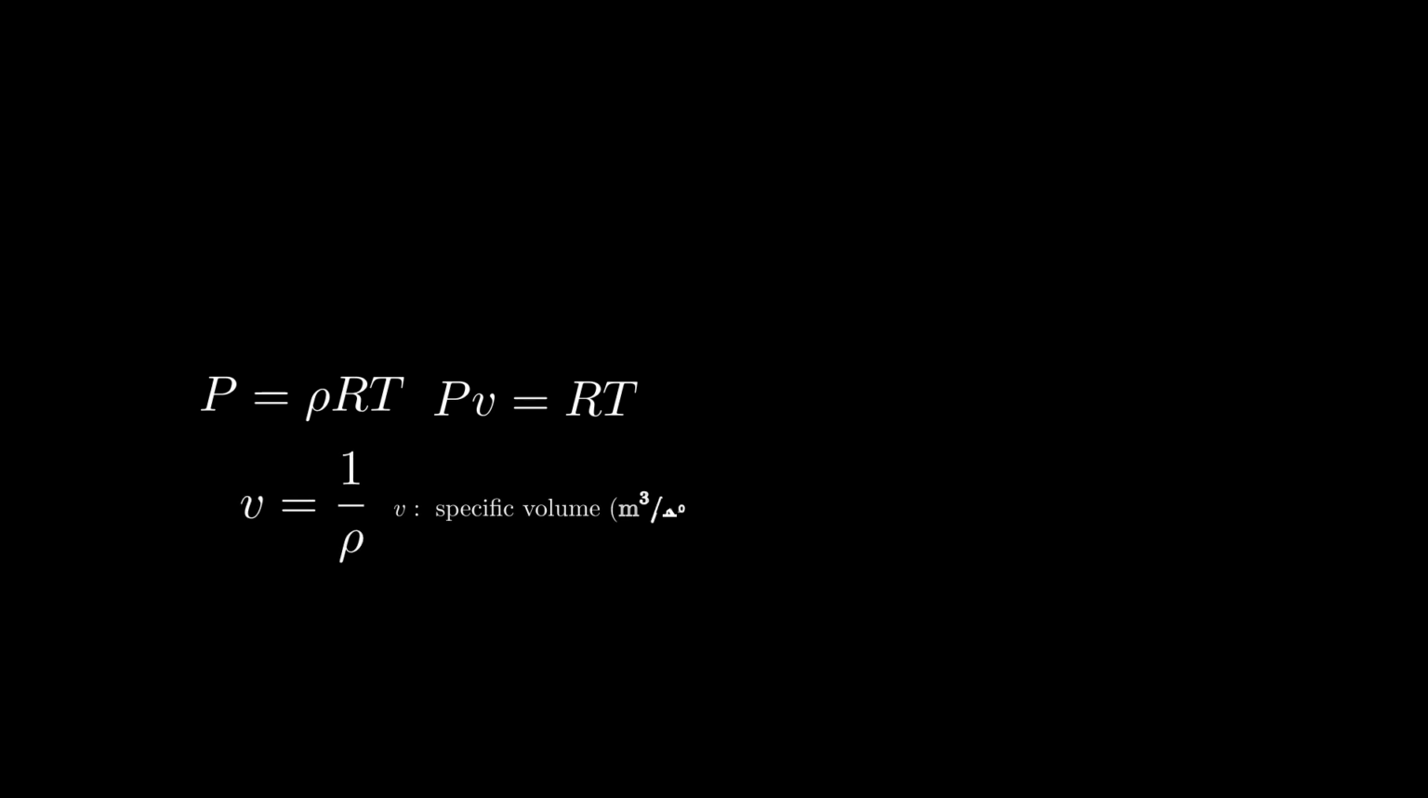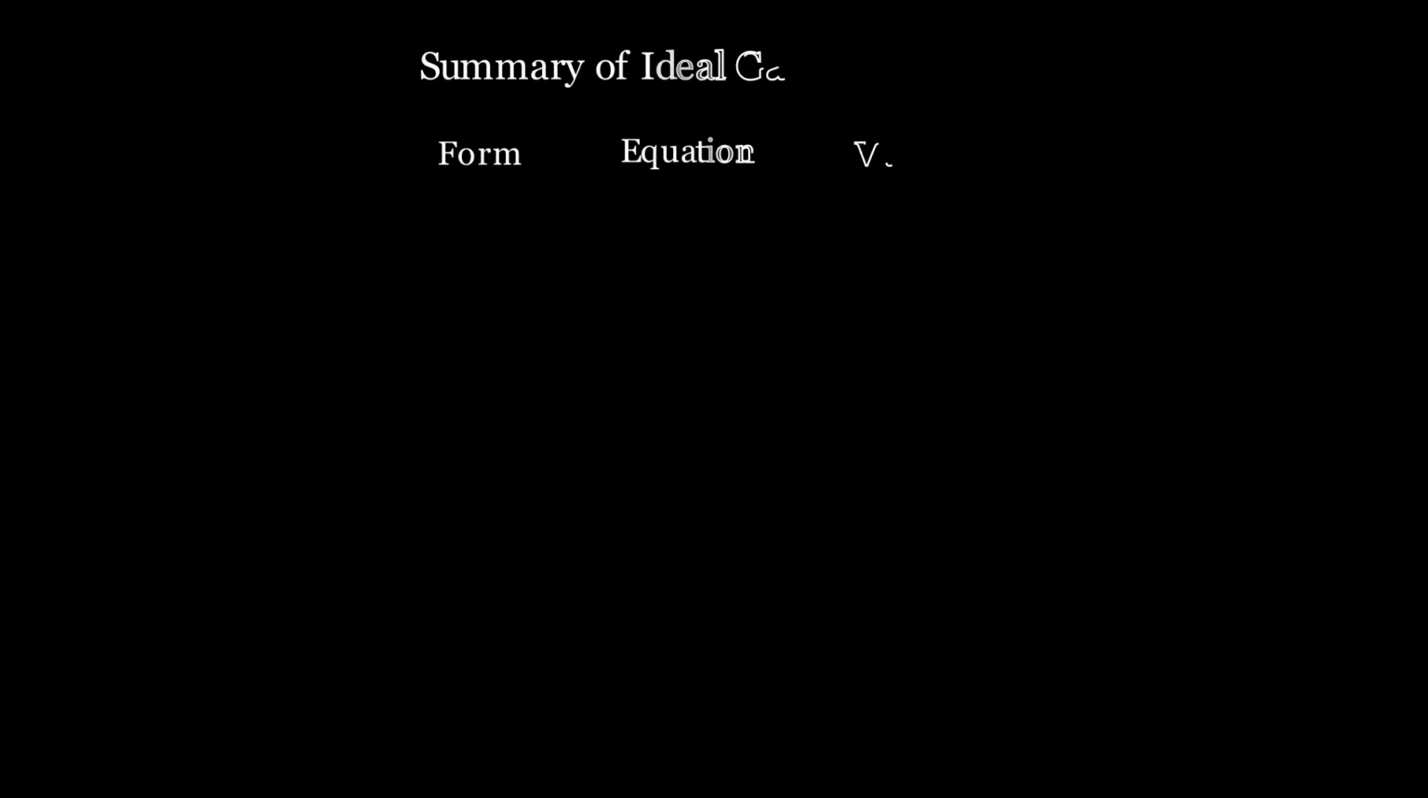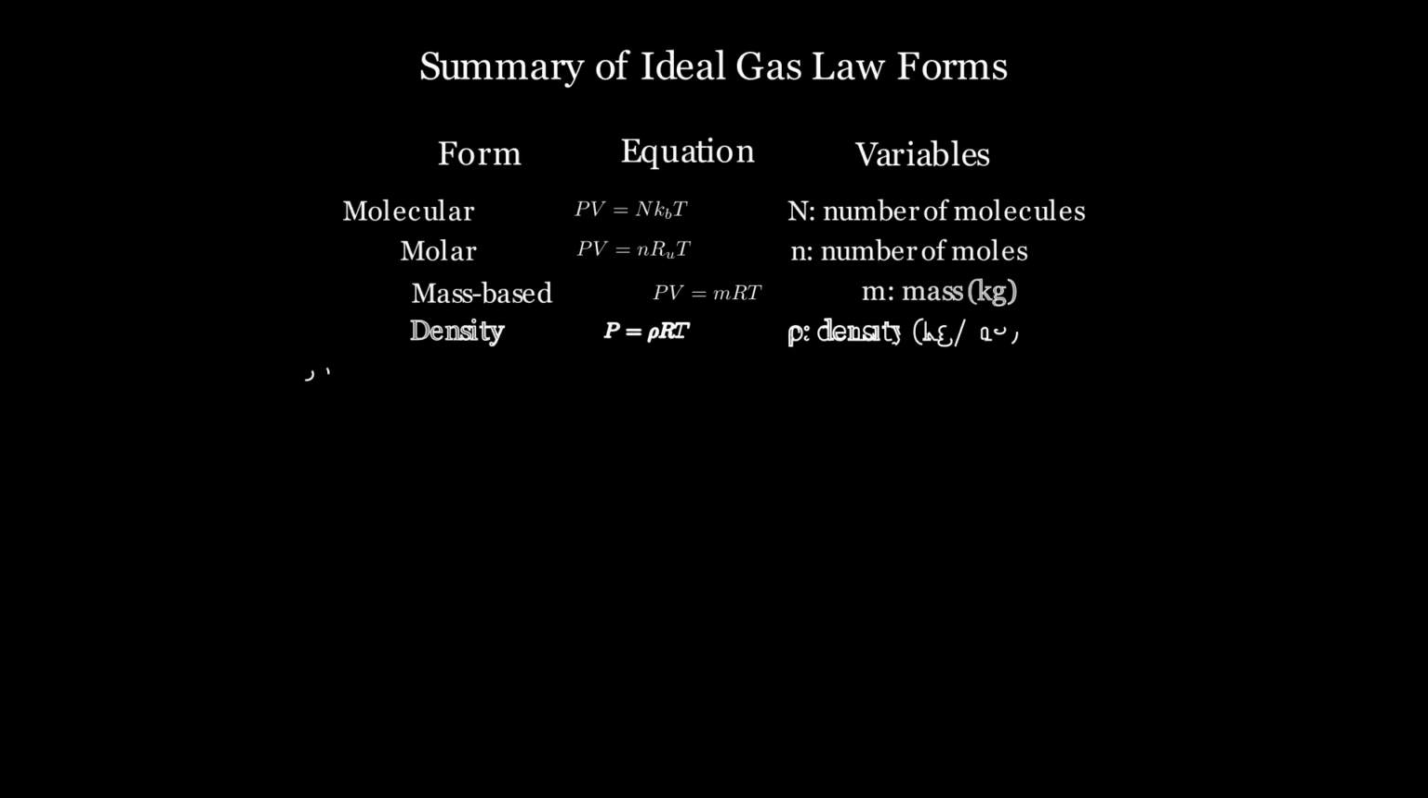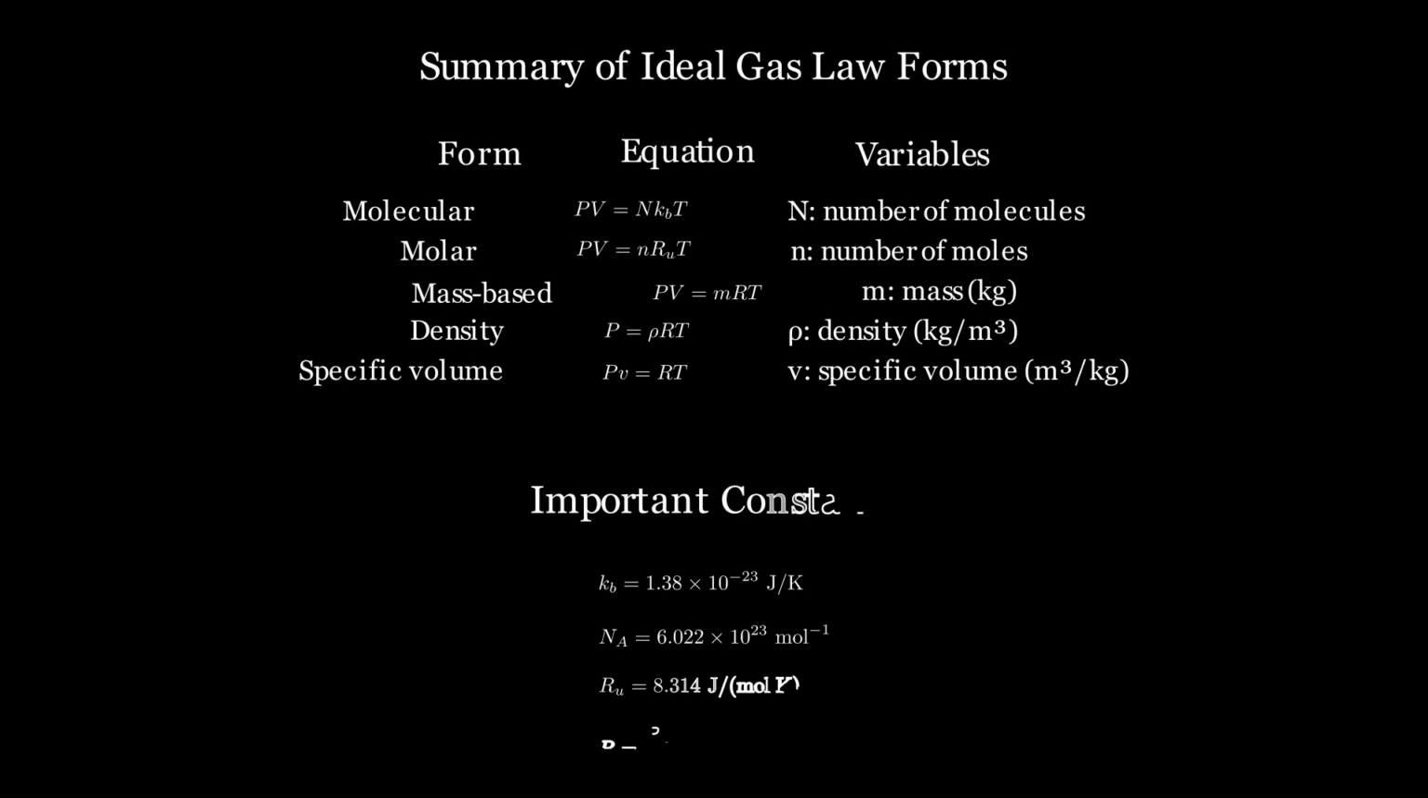Finally, we can define specific volume, represented by lowercase v, as the inverse of density, that is, 1 divided by rho. Substituting this into the previous form, we get pressure equals R times temperature divided by specific volume. Rewriting, we arrive at pressure times specific volume equals R times temperature. This compact version is common in thermodynamics and fluid mechanics. Let's summarize all the different forms of the ideal gas law and the important constants we've discussed.